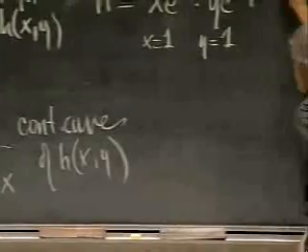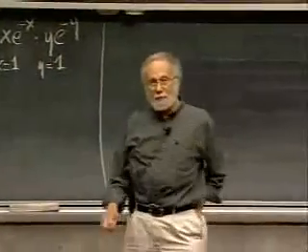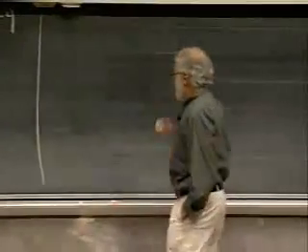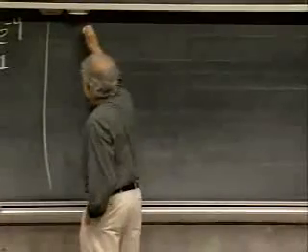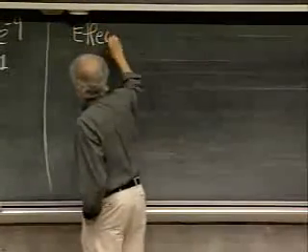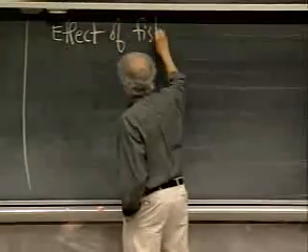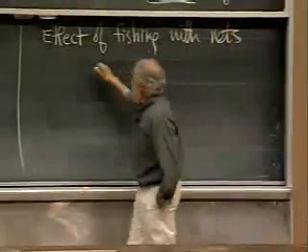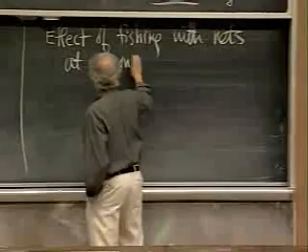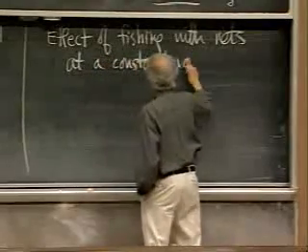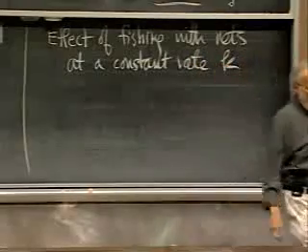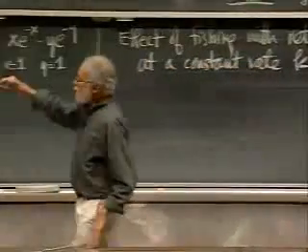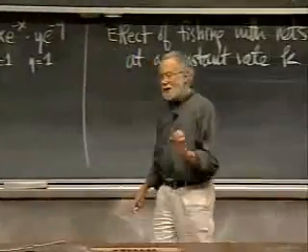Now, I wanted to talk about the qualitative behavior. This is, in some ways, the most important part of the lecture. I want to discuss, just as we did at the beginning of the term, the effect of fishing with nets at a constant rate k. Just as near the beginning of the term, we talked about fishing a single population. The only difference is now there are two populations, both sharks and the food fish.